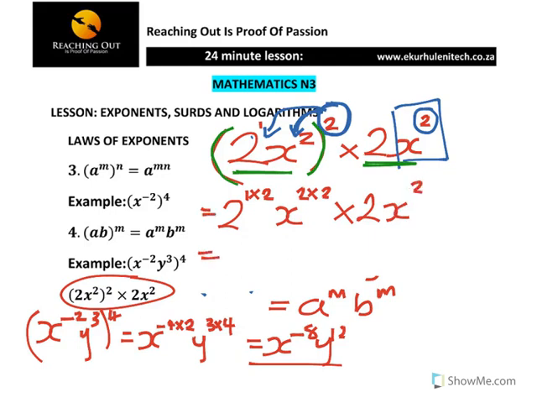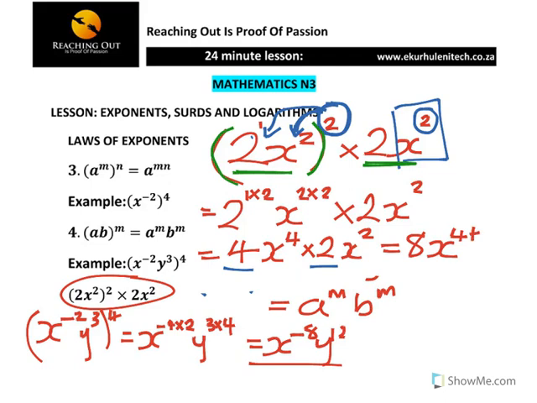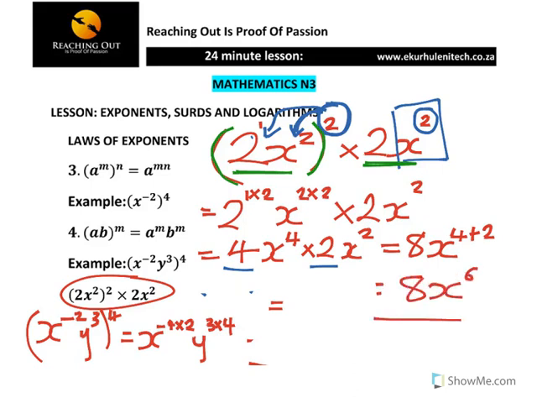which is equal to 2 to the power 1 times 2. If you use a calculator, you will get 2 squared is 4, x to the power 4 times 2x squared, which is equal to, now you look at numbers, you multiply numbers alone. 4 times 2, you get 8. Now you apply the law on the exponent, x to the power 4 times x to the power 2. Remember, it's 4 plus 2. And then when you finish it up, you're going to have something like this, which is equal to 8x to the power of 6.